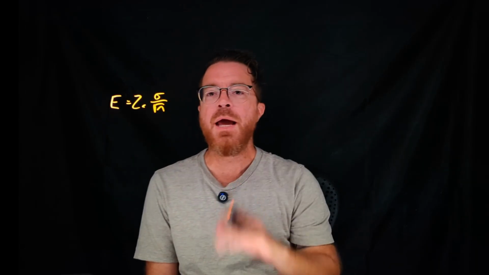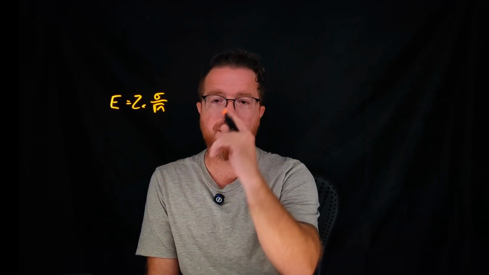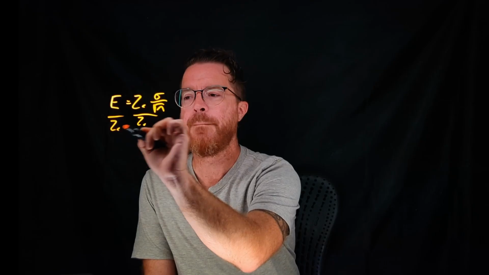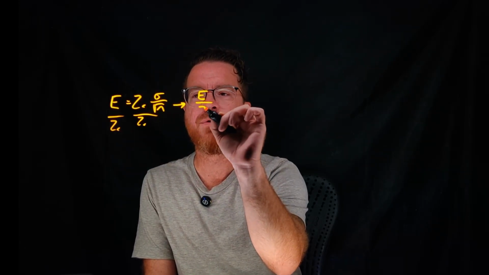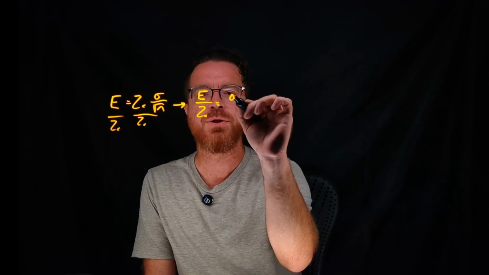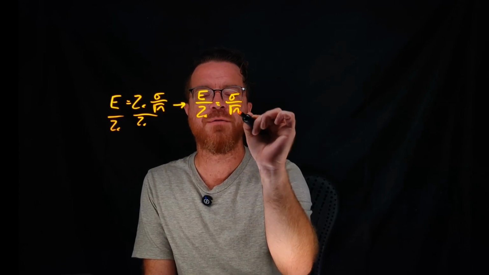So what we're actually going to do is start with our maximum margin of error, E equals Z critical sigma over square root of n. And what we want to do is isolate n by itself to figure out what our minimum sample size is going to be. So first thing we're going to do, we're going to divide both sides by Z critical. And this is going to give us E over Z critical is equal to sigma over square root of n.